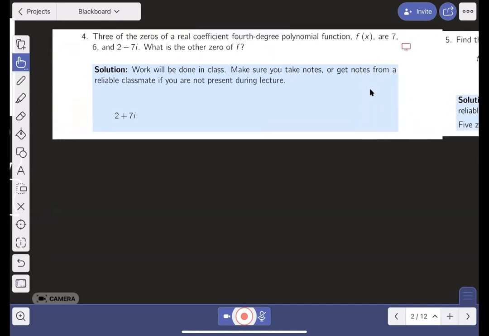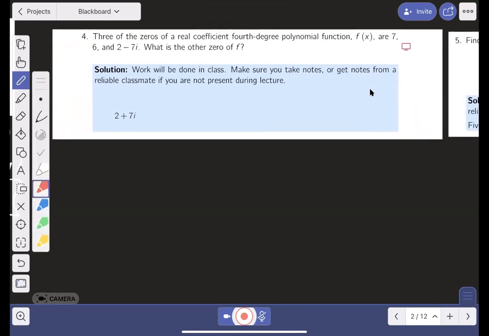Now I see it. I had it covered up. Unfortunate. Let's write this down then. So again, 4th degree polynomial. I apologize. It happens to me sometimes.